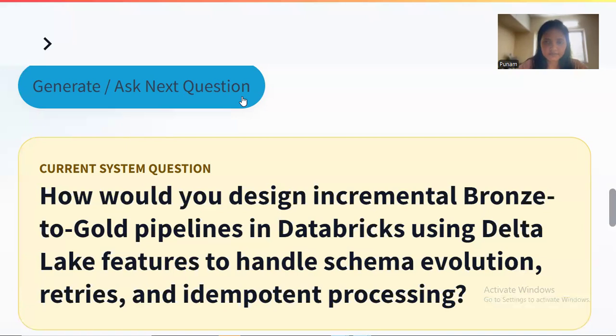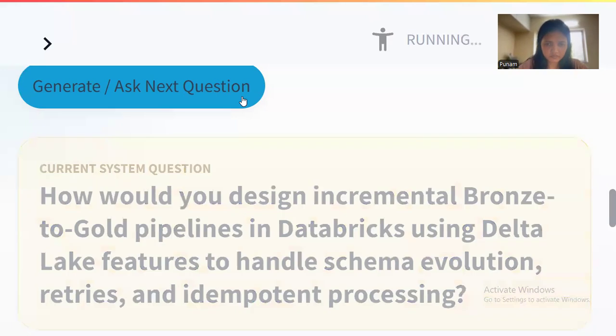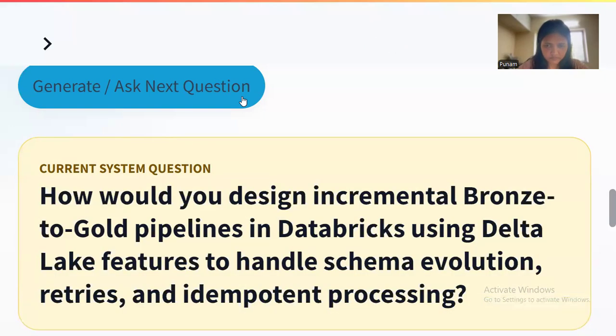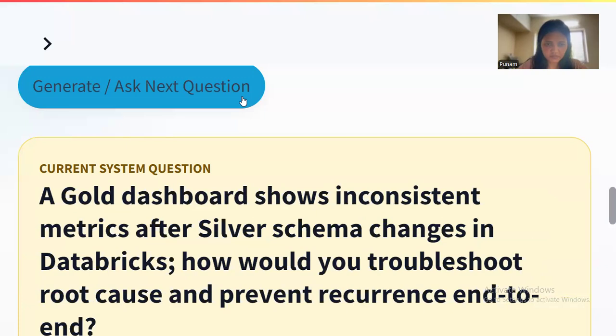Okay, great. Let's get to the next one. A gold dashboard shows inconsistent metrics after silver schema changes in Databricks. How would you troubleshoot root cause and prevent recurrence end to end?